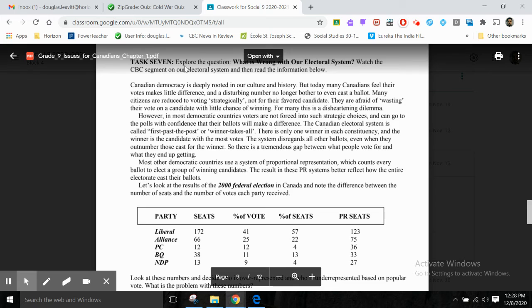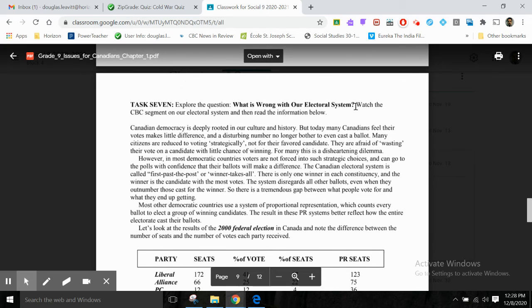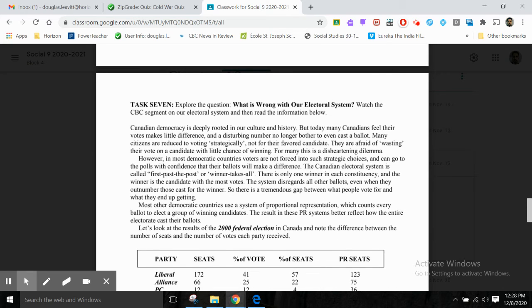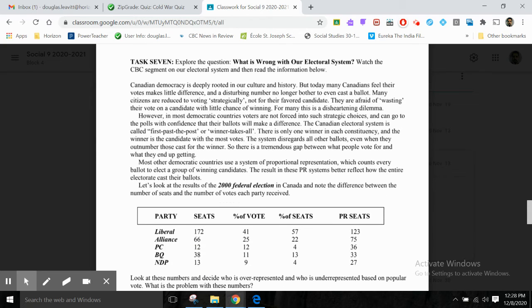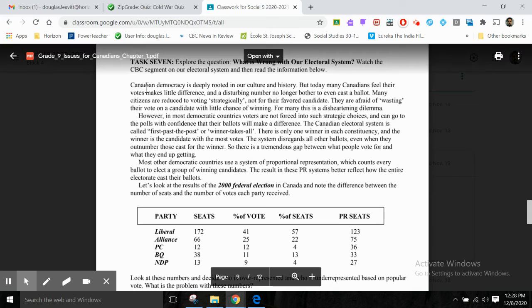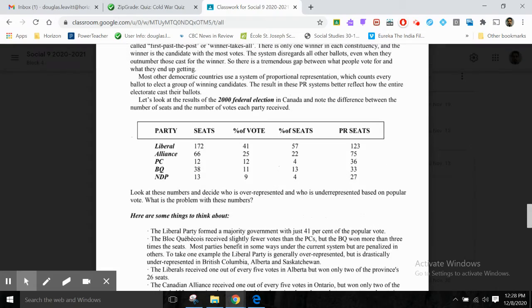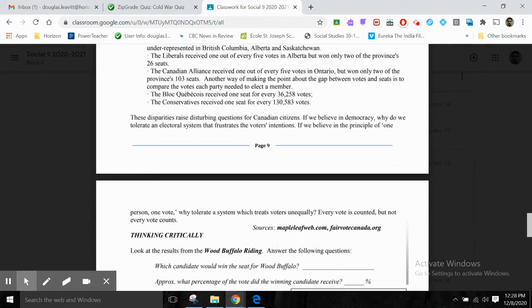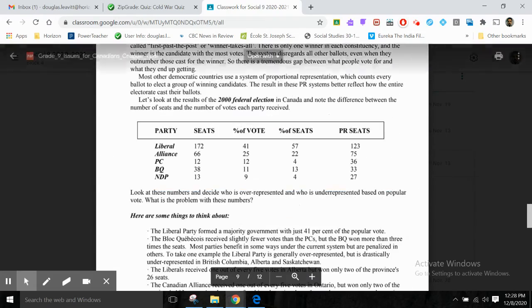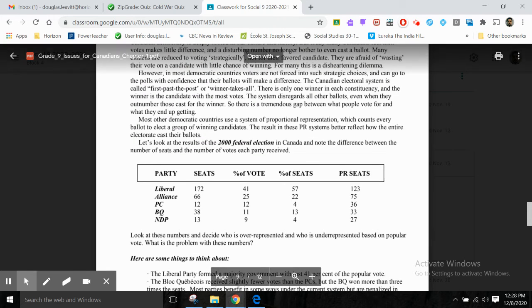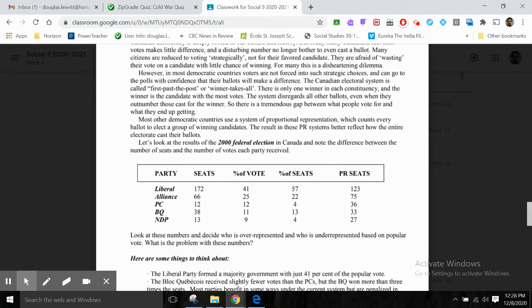All right. Task 7, it says explore the question, what is wrong with our election system? Okay. Watch the segment. And maybe I'll post the segment online, but you can certainly get all that you need to know from just reading this information. And basically, what this information is telling you is that the proportion of seats that are won in the House of Commons is not the same as the proportion of votes. Okay, some people would call this an artificial majority or an artificial vote.